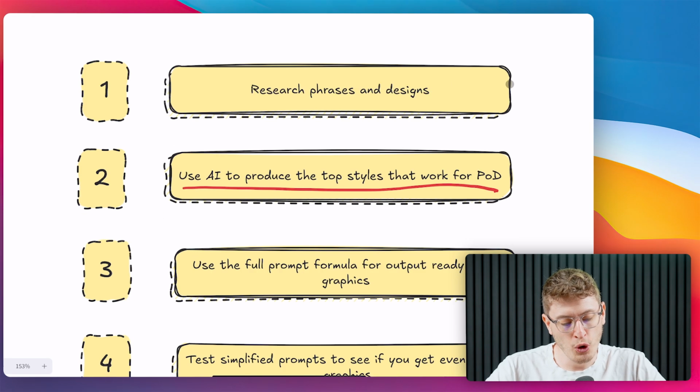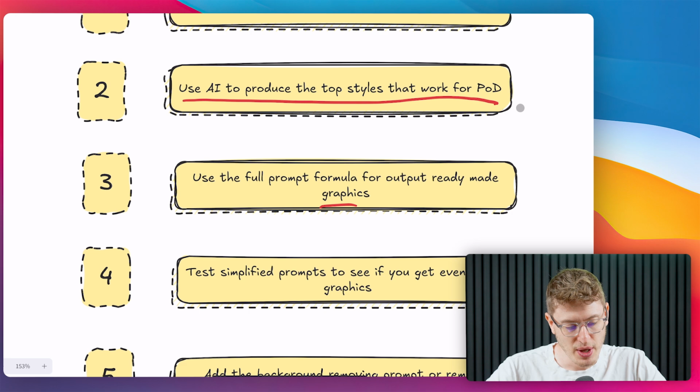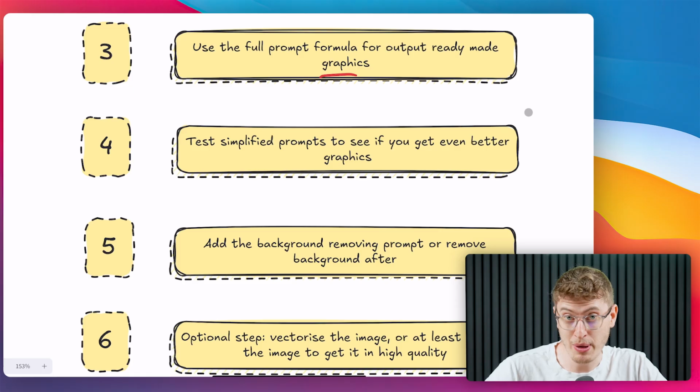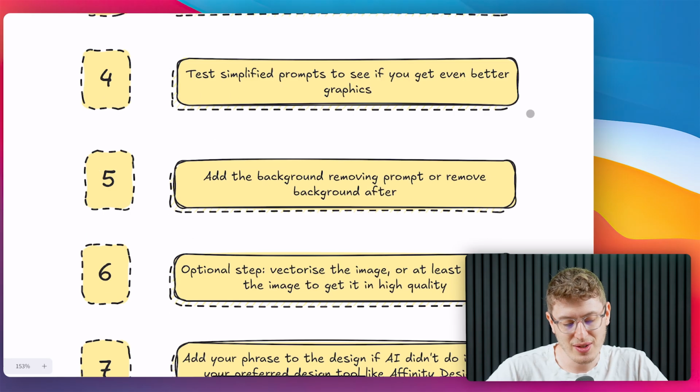3, use the full prompt formula for output ready made graphics. 4, test simplified prompts to see if you get even better graphics. 5, add the background removing prompt or remove the background afterwards. 6, this is an optional step. You can vectorize the image or at least upscale the image. I would even say this is not really optional. I would say you should upscale, and that way you get it in a really high quality.